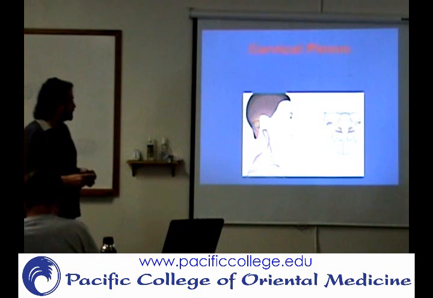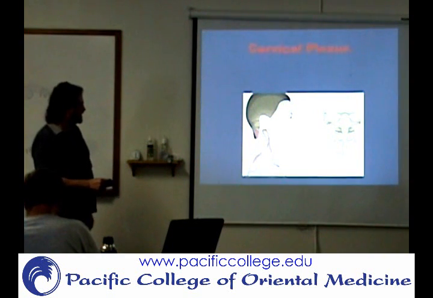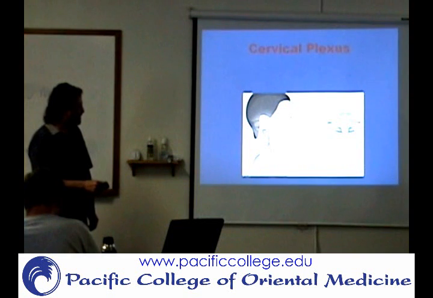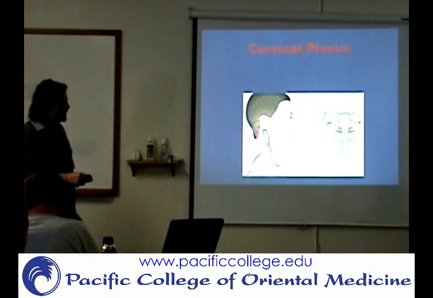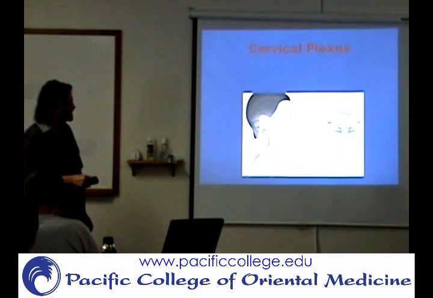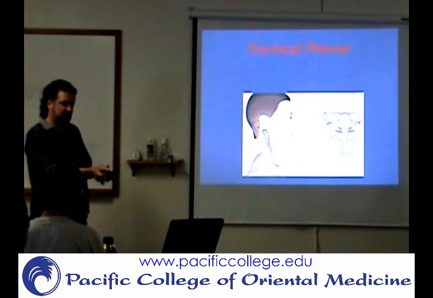Okay, so again, here this kind of shows you where some of these nerves are. The accessory nerve, that's going to be a cranial nerve. But this is going to innervate some of the muscles of the neck.